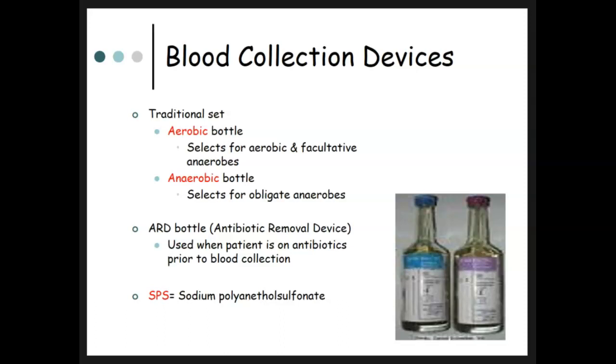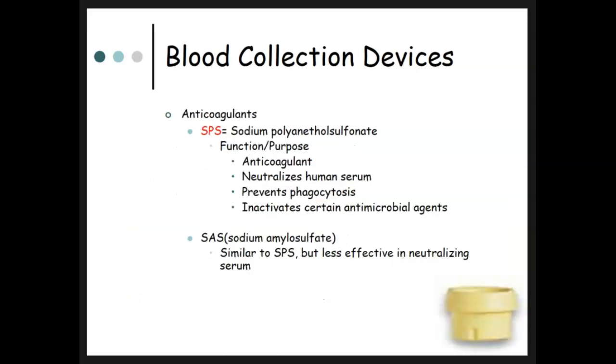And the anticoagulant that's used in blood culture bottles is usually SPS for sodium polyanethol sulfonate. That's a long one, but we are just going to say SPS. What does it do? This SPS, it neutralizes neutrophils or phagocytes, not just neutrophils, but all the phagocytes, and inactivates certain antibacterial agents.